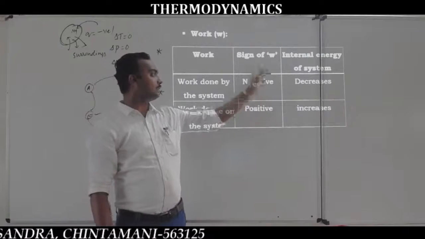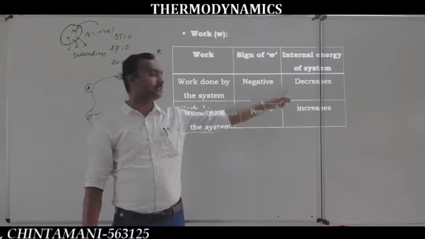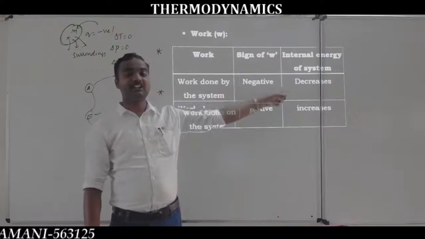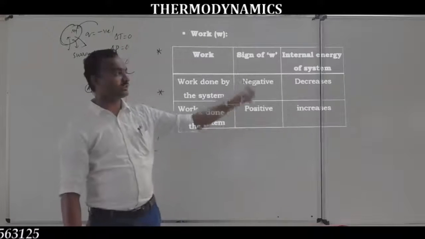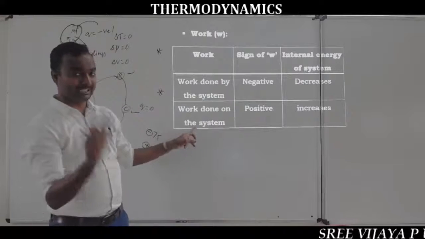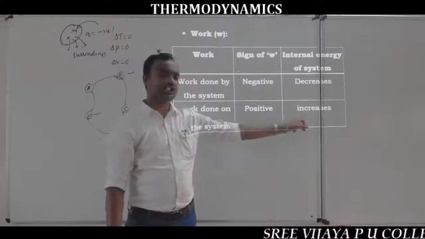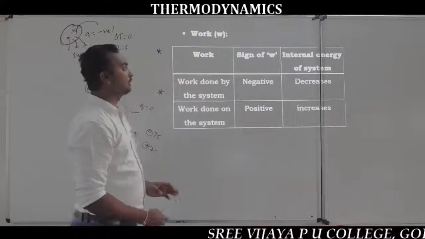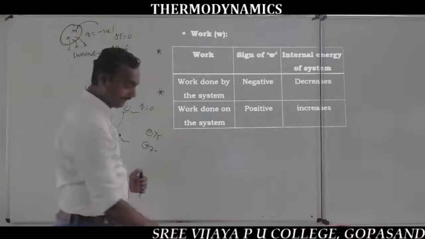The negative sign comes when work is done by the system. If work is done by the system, the energy in the form of work is lost. So that's why the internal energy of the system decreases. When work is done on the system by the surroundings, the internal energy increases. That's about the concept of work and heat.